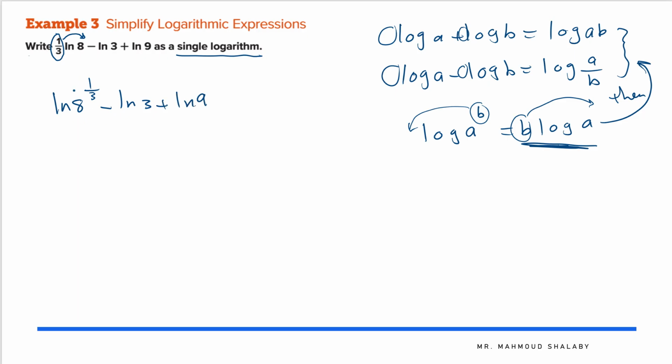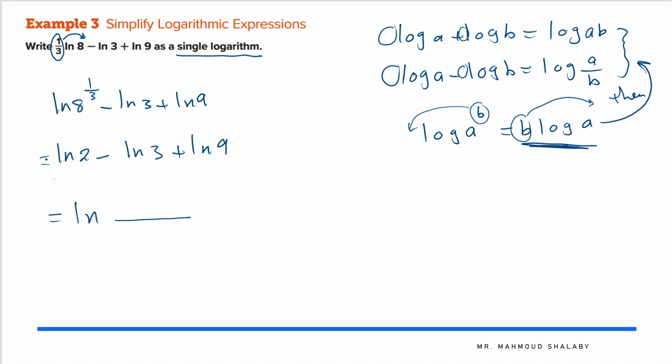Alright? Type 8 to the power of 1 over 3, you can use a calculator directly, or you should understand this is a cubic root of 8, which means 2. So it will be ln 2 minus ln 3 plus ln 9. Now and only now I can use a single logarithm like ln, and I will make a fraction because I have more than one sign, plus and minus, so there will be numbers up and numbers down.